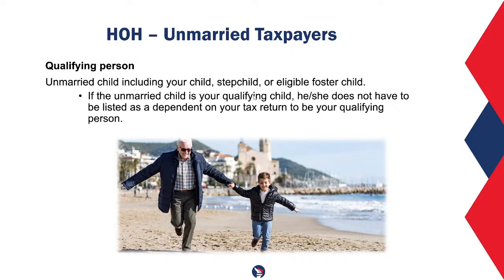If the unmarried child is your qualifying child, he or she does not have to be listed as a dependent on your tax return to be your qualifying person. So if I sign an 8332 allowing somebody else to claim the dependency for this person, as we mentioned before, head of household is one of those things that does not transfer. So even though there might not be a dependent listed in the dependent section, you still can do head of household.